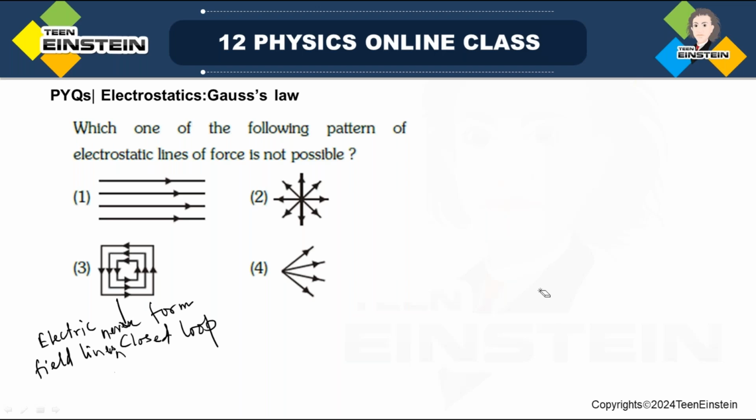So that is actually the property. So when I say that electric field lines are forming closed loops, that means we are saying that the electric field lines start from positive charges, go all over, and then come and end at the same point. It is not possible. Okay, that's why a closed loop will not be the pattern of electric field lines.